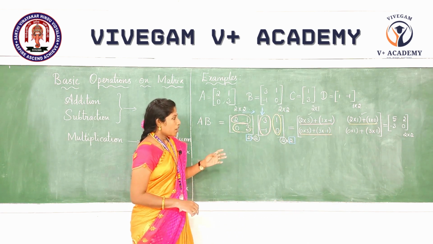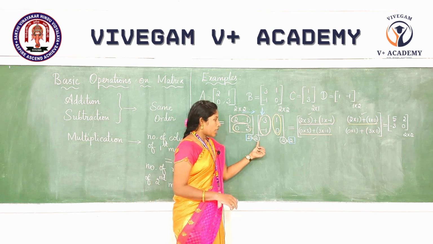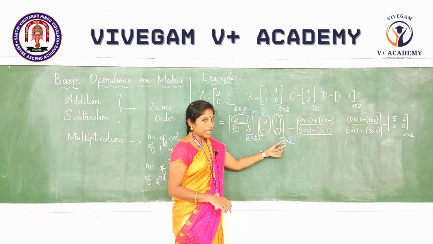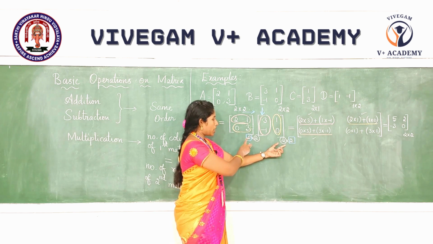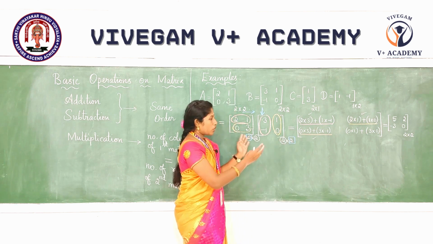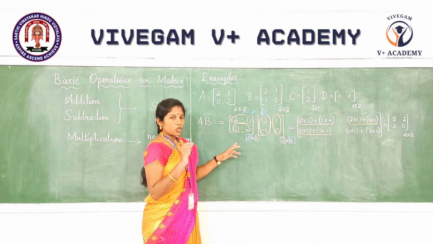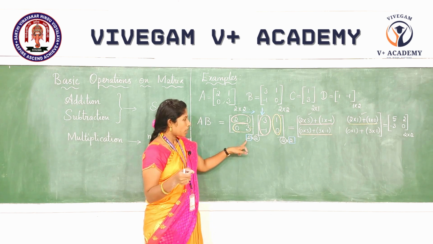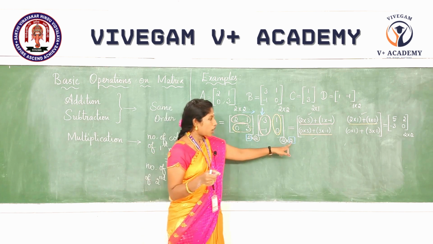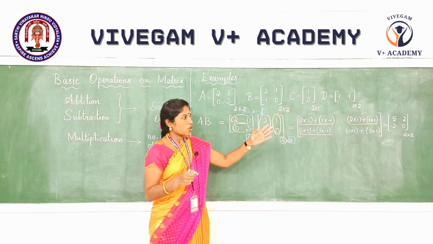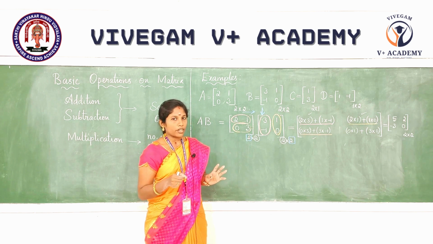How to check? First, what condition are we checking? The number of columns of the first matrix should be equal to the number of rows of the second matrix. The left out values are the row value of the first matrix and the column value of the second matrix, and you combine them together. Usually the order is written as number of rows into number of columns. So here the row value is 2 and the column value is 2, so the order will be 2 cross 2. Likewise you can check whether our answer is correct or wrong.